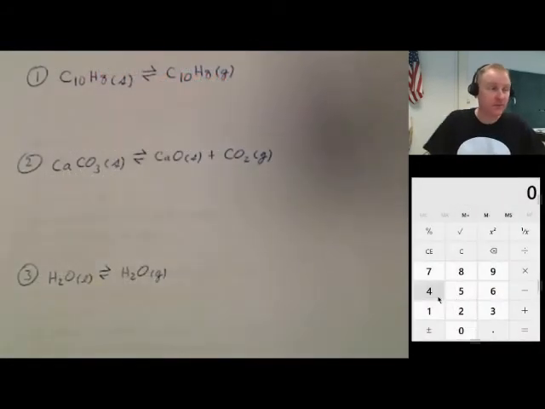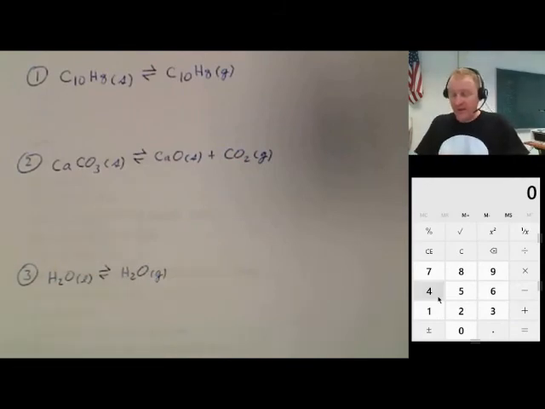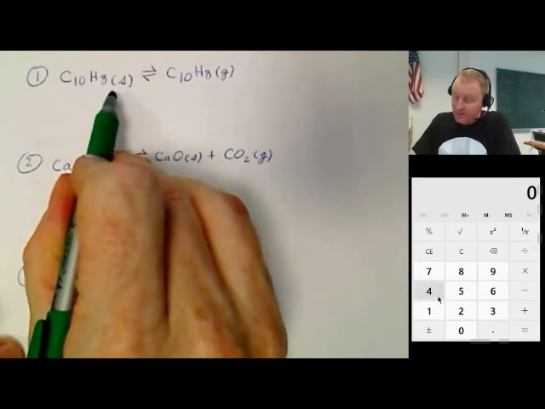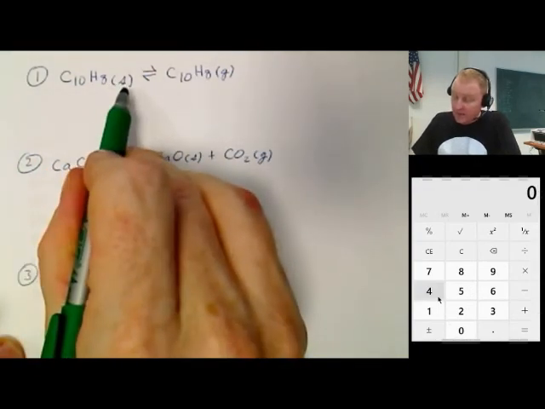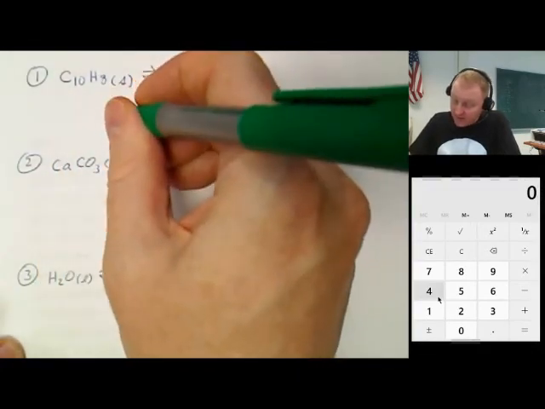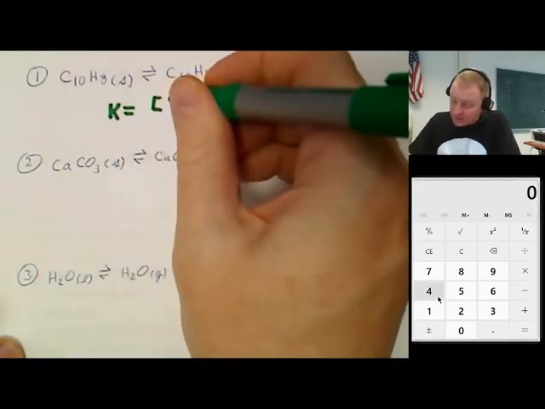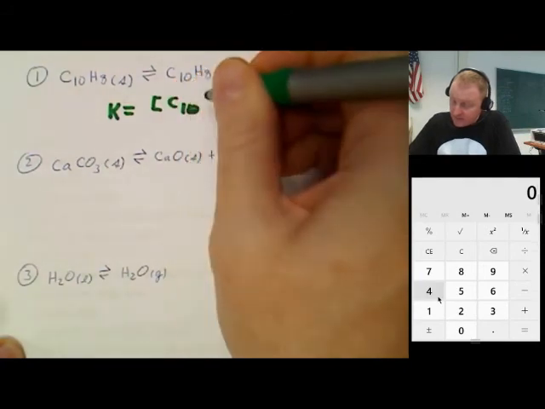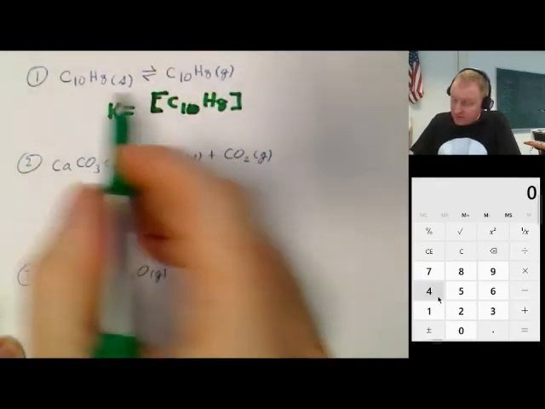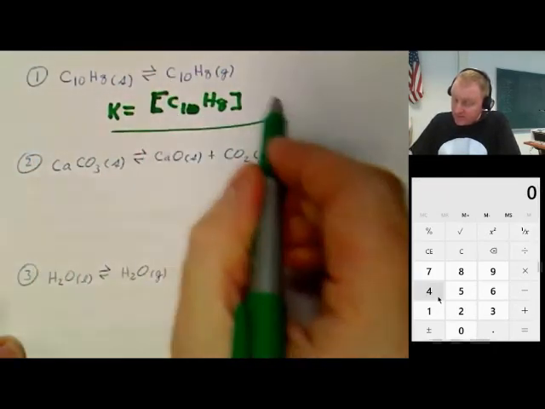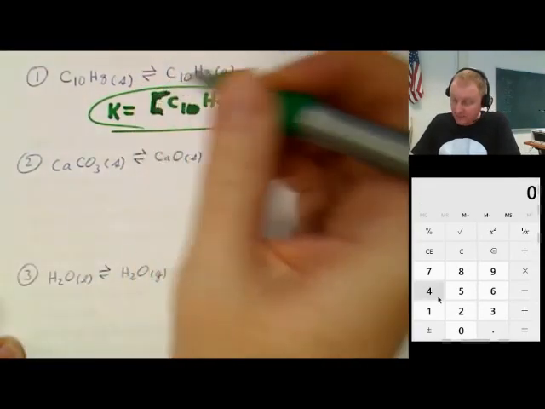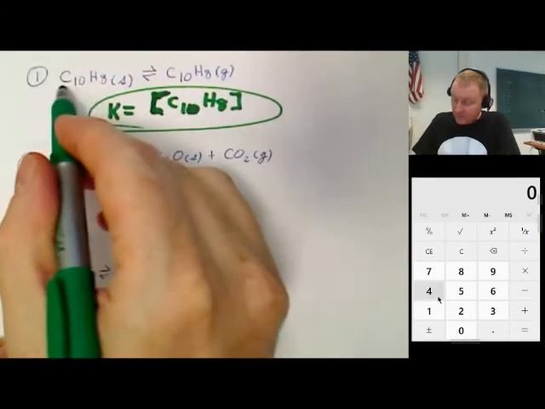Let's do the answers. So in the first one here, we have a solid hydrocarbon becoming a gas hydrocarbon. And remember, we don't include solids in our expression, so it's just products. So the K value is just the product concentration of C10H8, just this concentration, and this is not included. So this would be the answer to number 1, C10H8. It's kind of funky drawing here. So we wouldn't include that solid.